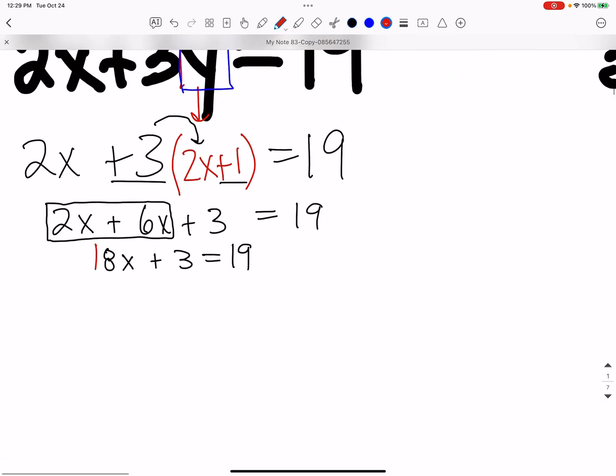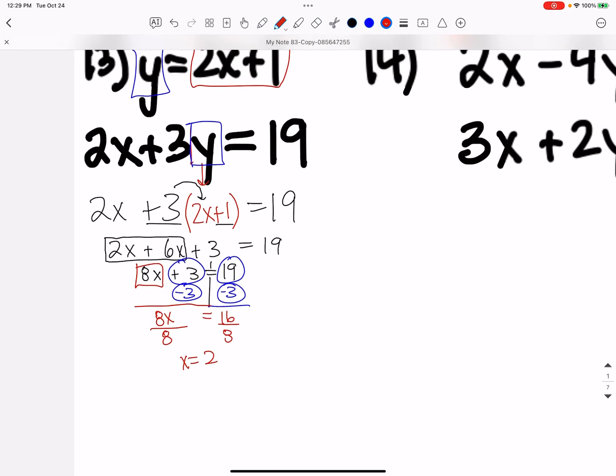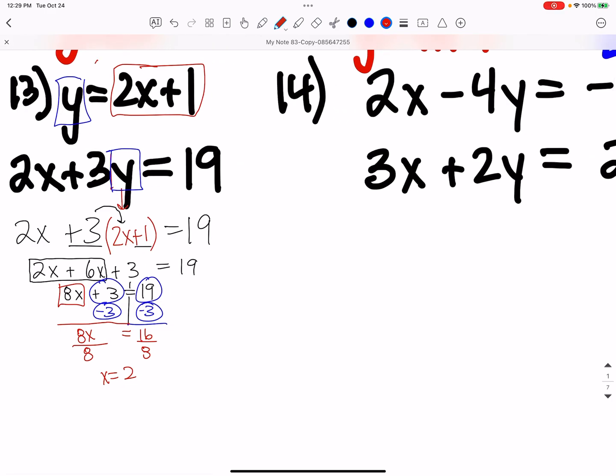Okay, we make our teams. Letter team, number team, number team. I might as well make this side over here my blue side and this side over here my red side. So I'm going to subtract 3. 8x equals 16. Divide by 8. Top versus bottom, the 8. X equals 2.